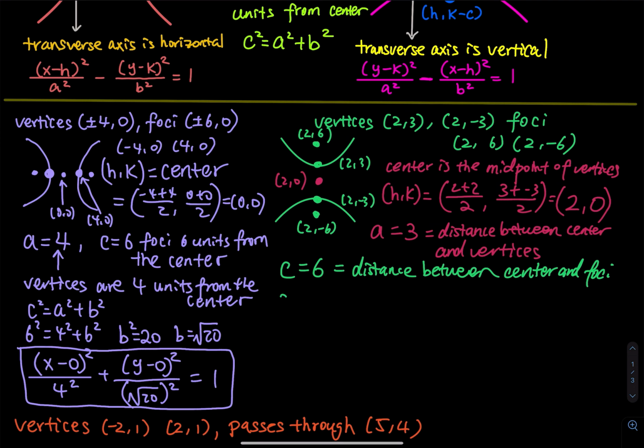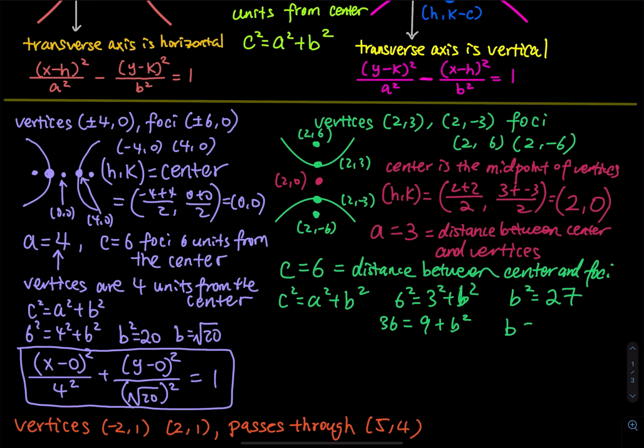And then for b, you will just have to recall the formula and then solve for b. So c square equals a square plus b square. You have a, you have c, so 6 square equals 3 square plus b square. And then you have 36 equals 9 plus b square, and then b square is equal to 36 minus 9 is 27, and then b is equal to square root of 27. We do not use the plus or minus because distance cannot be negative. So now we have a, b, h, and k.